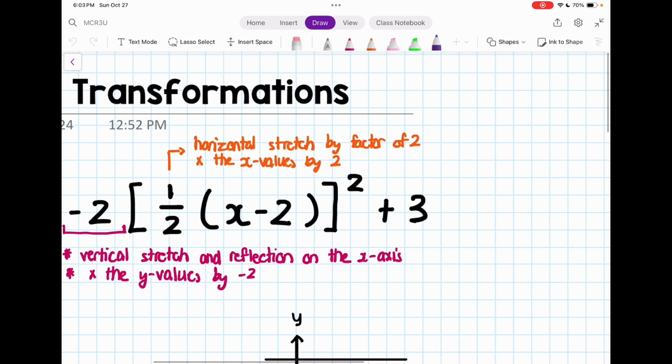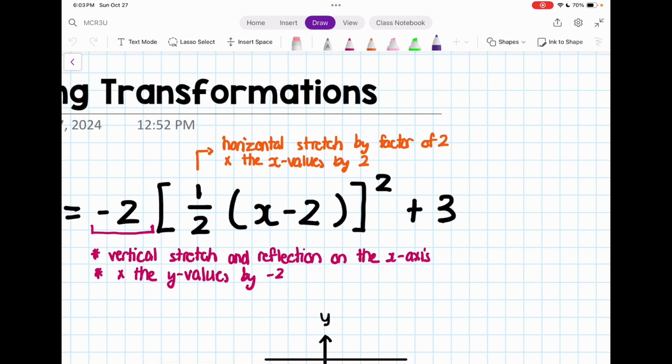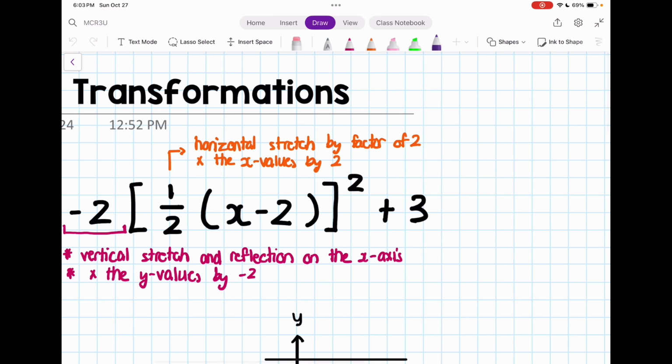So notice I did my vertical stretch and reflection in one step. So you could do your vertical stretch or compression in one step. And then we did the horizontal stretch or compression. In this case, it was a stretch, but you can do that in one step. And if there was a reflection there, that would be part of that step. Then our translations can be done in one step. So you don't need to separate the vertical translation from the horizontal.